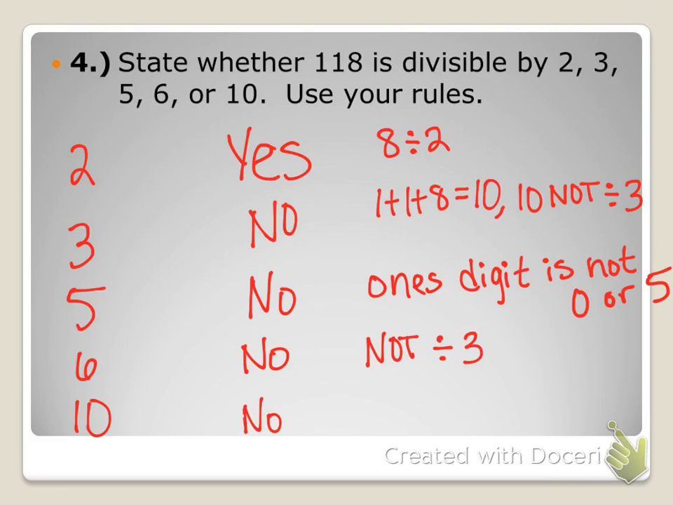If you need to, you can look back at the rules. What do the rules say about being divisible by 10? You're on the right track. Our rules say that the ones place would have to be what number? A 0. Is our ones place a 0? Nope. So we could say ones digit is not 0. That's how we know that it's not going to be divisible by 10.